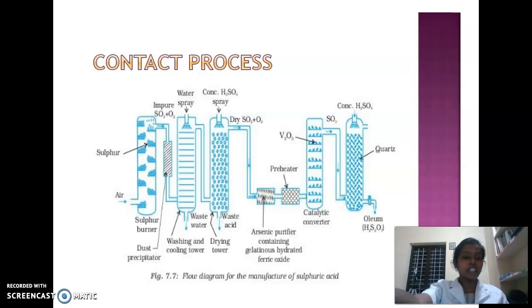So here is where the reaction takes place. There is a sulfur burner here, and through this sulfur burner air and sulfur are passed, and it reacts in the presence of a washing and cooling tower where the water is being sprayed, and it forms dry sulfur dioxide which again reacts in the presence of a purifier and catalytic converter to form concentrated H2SO4. So this is the whole contact process.